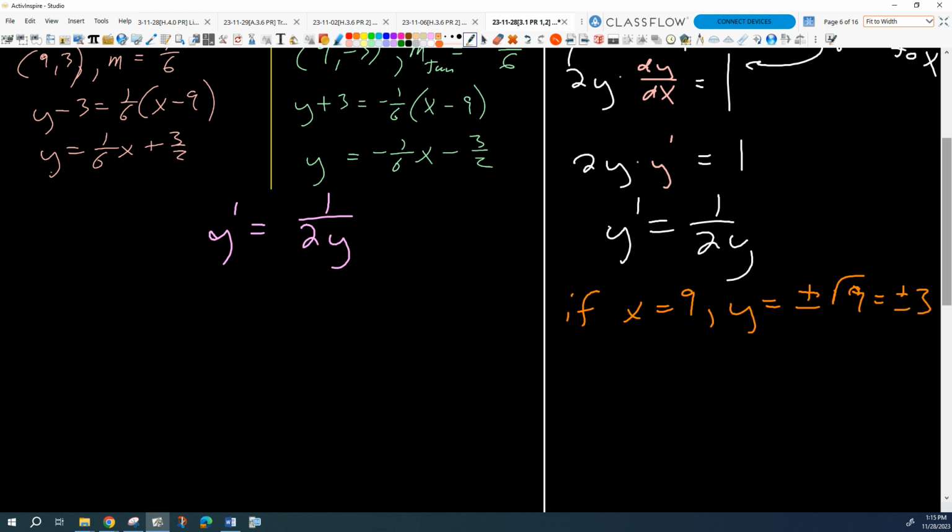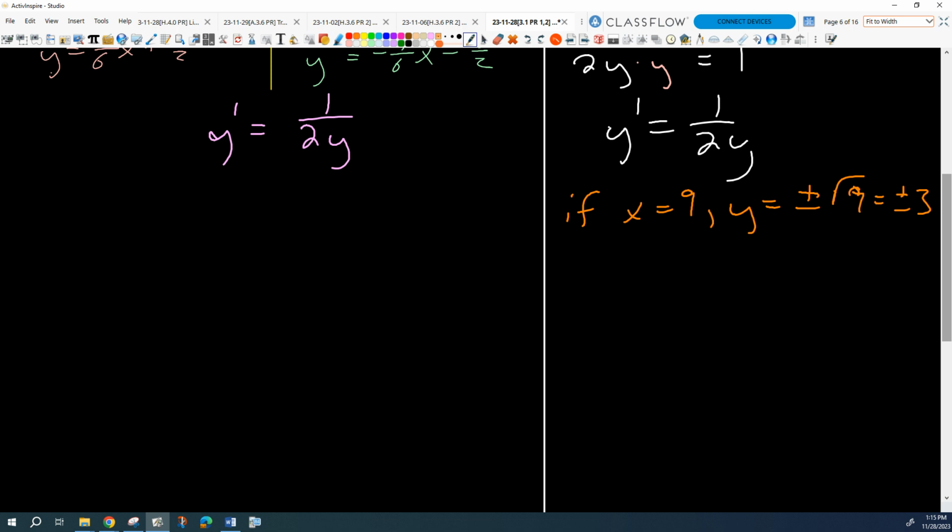so I get 2 y values. That's okay. I would just have to do both of those y values. I know I'm going to get two tangent lines then, because when x equals 9, I get two separate y values.